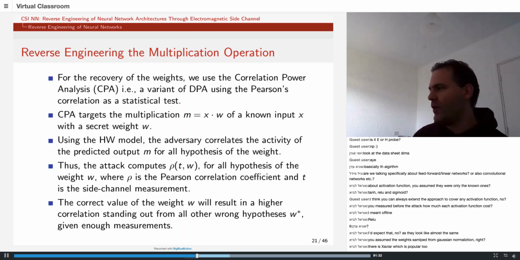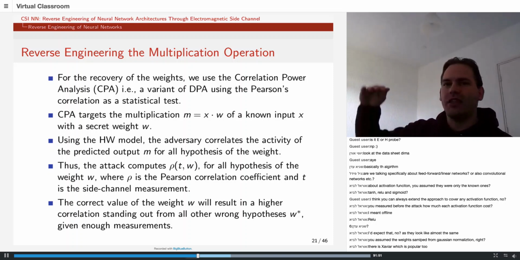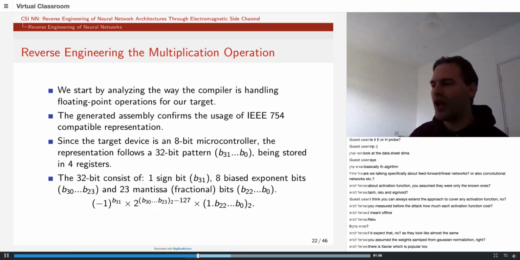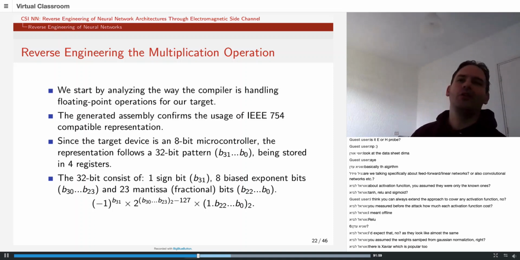So what do we do? We compute, for all hypotheses of the weight W, the Pearson correlation coefficient with our side channel measurement. Whenever we have the correct value of the weight, it will result in a higher correlation, and it will stand out from all the wrong correlations. Let's just discuss how to do that, and then you will see from the graph that it really looks like that. So first, how do we do the attack, guessing all possible weights?